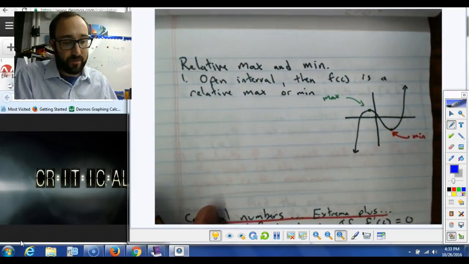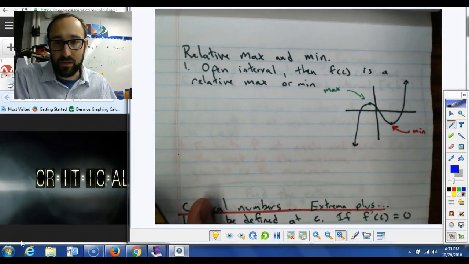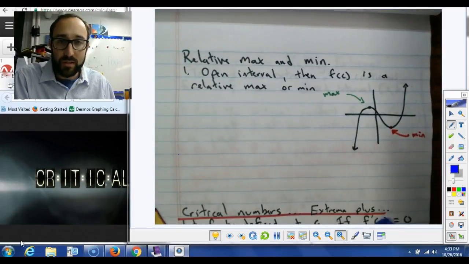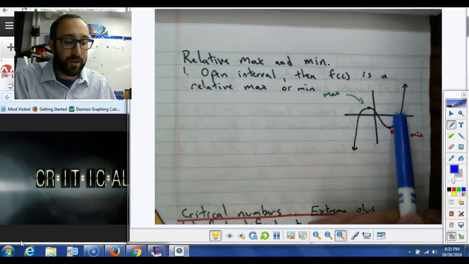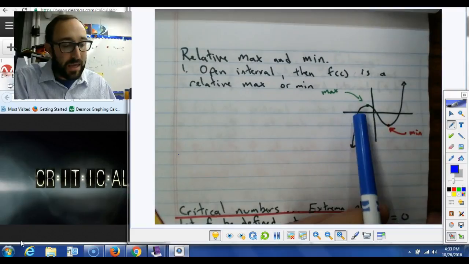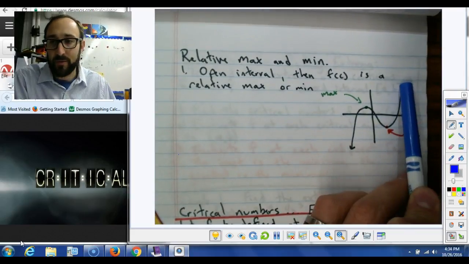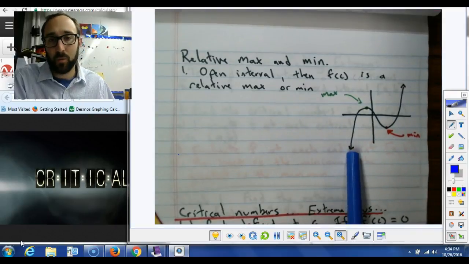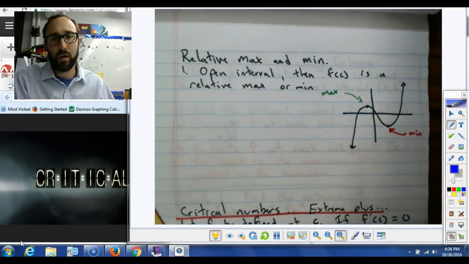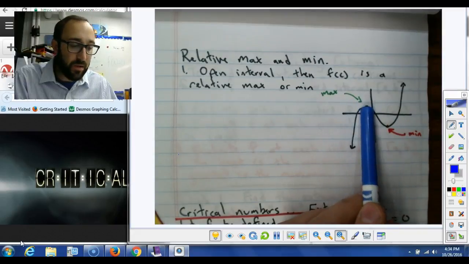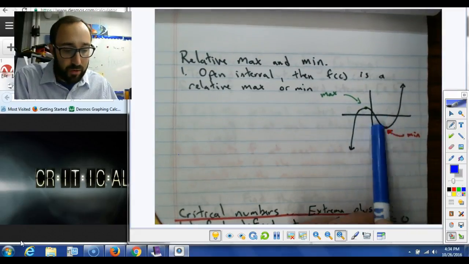Let's say we just have a relative max and a relative min. Relative means that if I look at this cubic function, for example, I can keep on going down forever. I can keep on going up forever. So is there actually a minimum? No. Is there actually a maximum? No. But we can say this is the point we really want to look at, and this is the point we really want to look at.